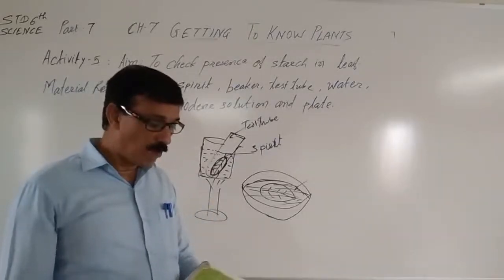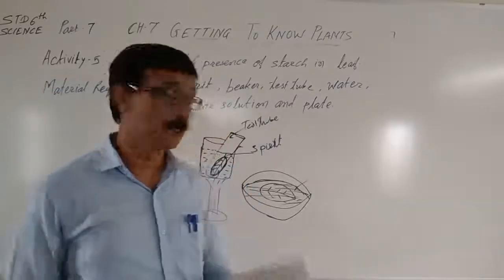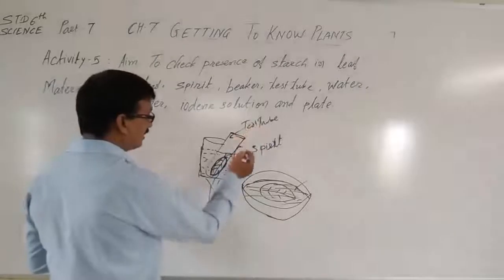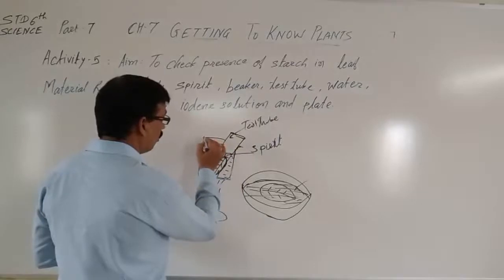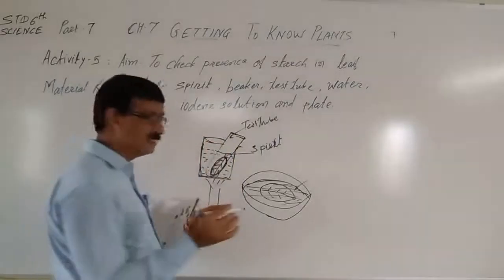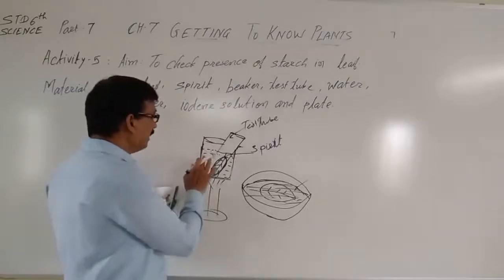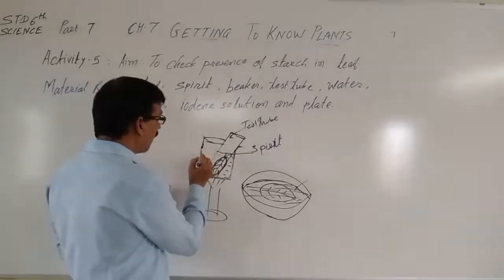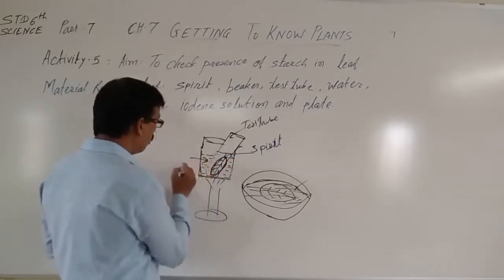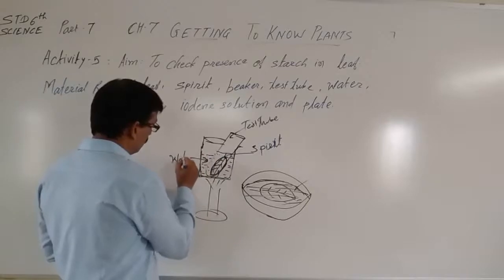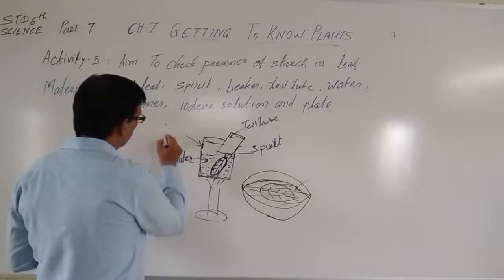Now place the test tube in the beaker half filled with water. Place this test tube in the beaker. This is a beaker. We place this test tube in the beaker, and it should be at least half full with water. This is water and this is the beaker.